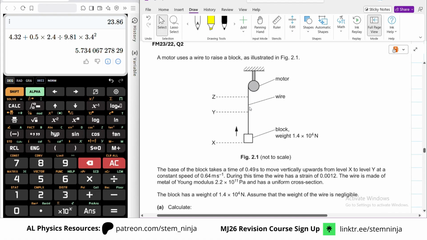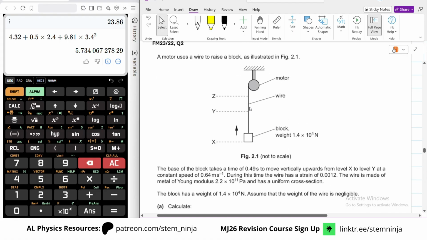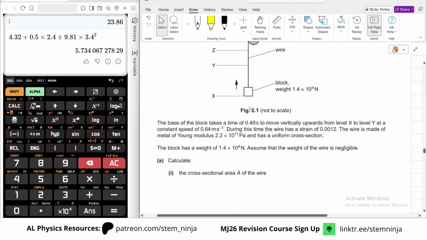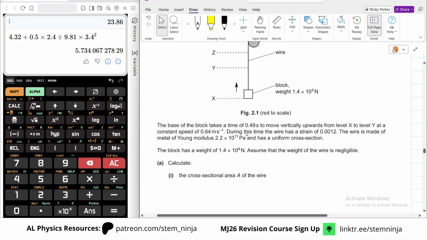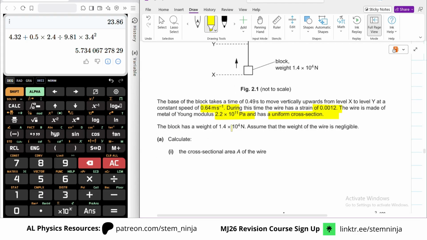Alright. A motor uses a wire to raise a block as illustrated in figure 2.1. The base of the block takes a time of 0.49 seconds to move vertically upwards from a level X to level Y at a constant speed of 0.64 meters per second. During this time, the wire has a strain of 0.0012. The wire is made of this Young's modulus and has a uniform cross section. The block has a weight of 1.4 times 10 to the power 4. Assume that the weight of the wire is negligible. Calculate the cross-sectional area of the wire.